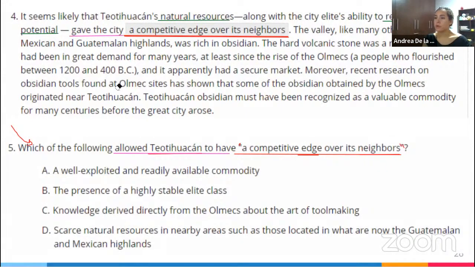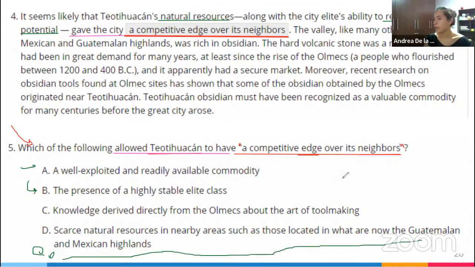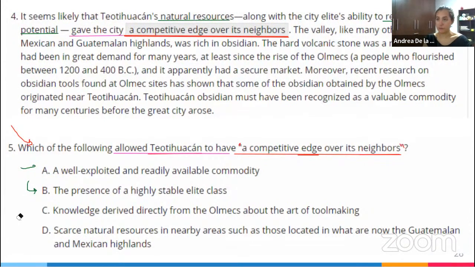So now we're going to be checking the answer choices one by one, looking for the one that contains the same information but in different words. Unfortunately, it almost never happens that you have an option that says exactly, "Teotihuacan's natural resources along with the city elites' ability to recognize them." You won't have the exact same words, but you should have the same information as you have found. So what allows the city to have a competitive edge? The resources and recognizing their potential. That is what we're looking for in the answer choices.